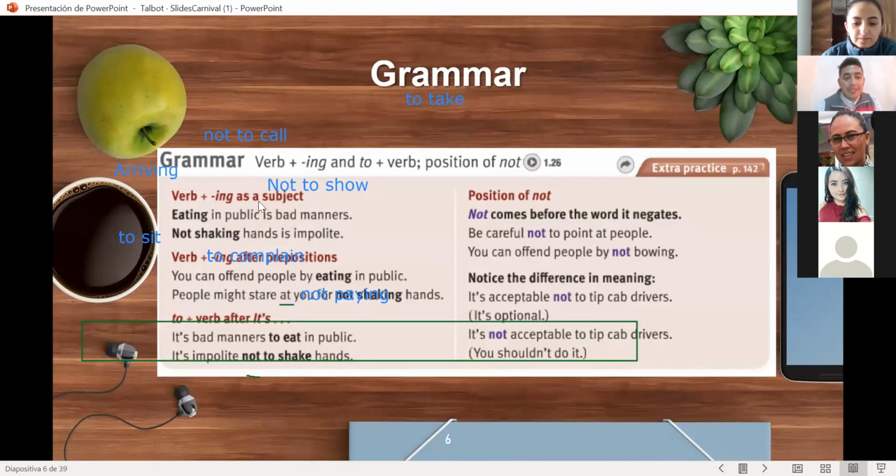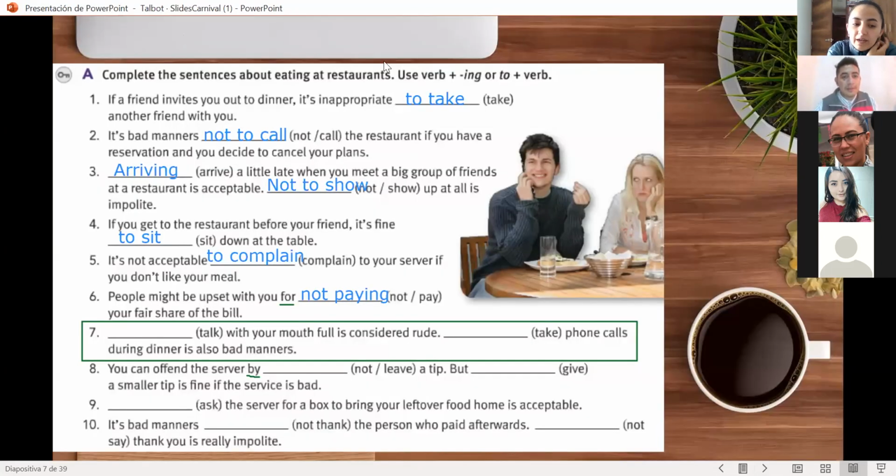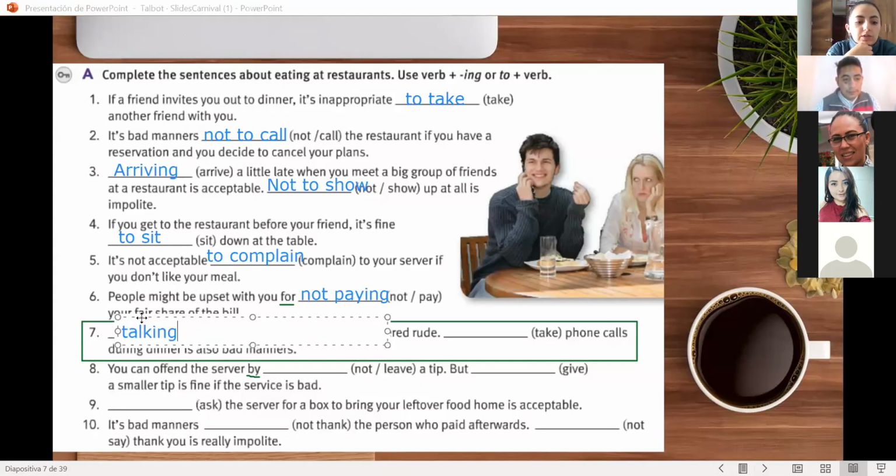Verb plus ing as a subject, como iniciamos, cuando vamos a iniciar una oración, vamos a iniciar con ing. Okay. Talking, entonces. Talking. Yes. Talking with your mouth full, hablar con la boca llena. Talking with your mouth full is considered rude. Es considerado grosero, ¿no es cierto?